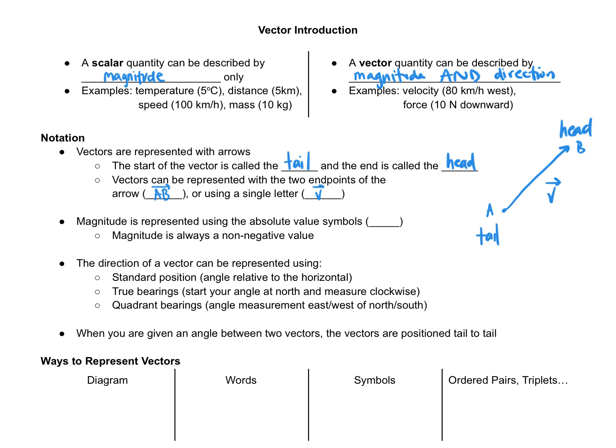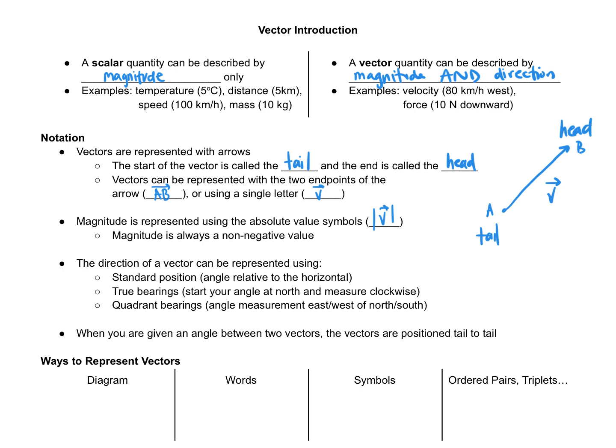If I just want to reference the size or the magnitude of the vector, I'm going to use absolute value signs. For example, the absolute value of V means I want the magnitude of V. And the reason we use absolute value signs is because magnitude is always going to be a positive value, and absolute value signs do just that.